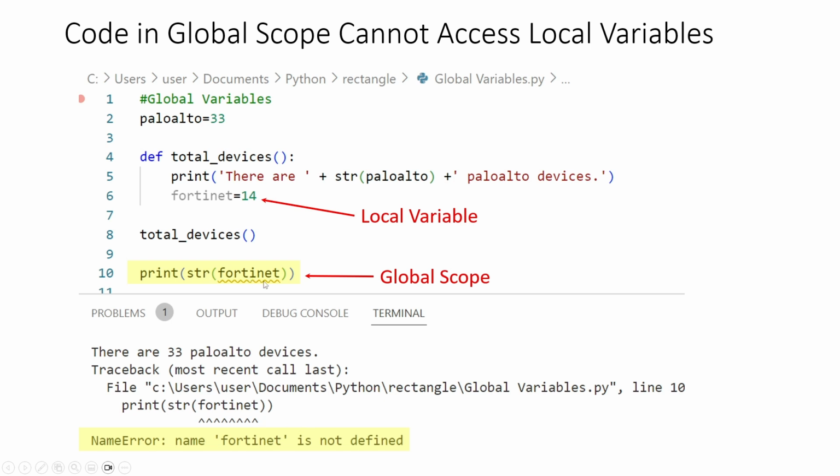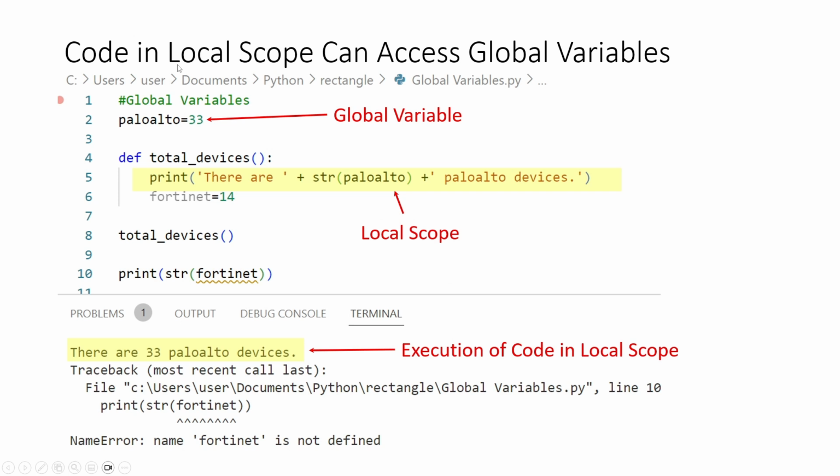When I try to print this, I see the squiggly lines here saying I'm calling Fortinet globally, but the actual value is stored in the local scope of this function. Now, code in a local scope can access global variables. So here's my global variable. This is fine. I can see this. And now Fortinet is inside of this function. So total devices, I call the total devices, but I still can't access Fortinet from here. That's still an error, but I can indeed access a global variable in a local scope.